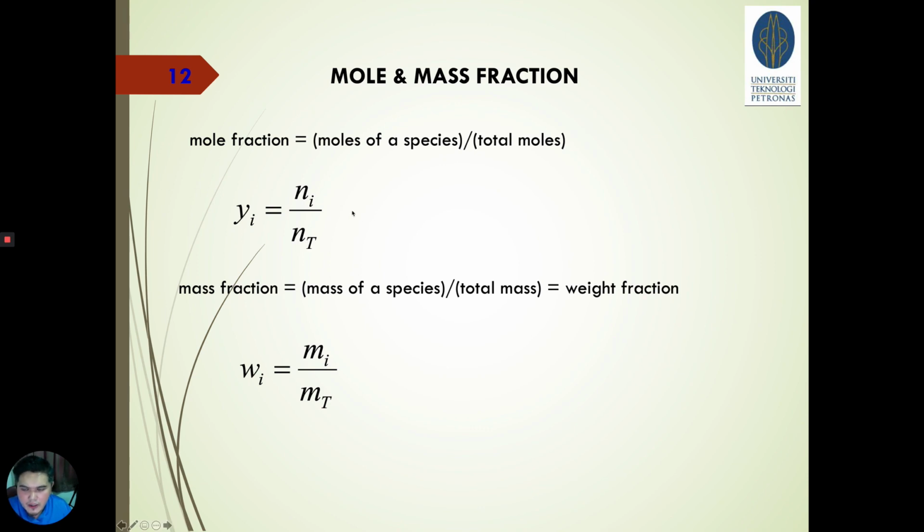For example, if you have a container that contains oxygen as well as nitrogen, and you want to determine the mole fraction of oxygen only, you calculate the number of moles of oxygen in that container divided by the total number of moles, which you have to add up: moles of oxygen plus nitrogen. Okay, so that will give you the mole fraction. However, to calculate the mass fraction of a species, for example the mass of oxygen in a container which also contains nitrogen, you total up the mass of oxygen plus the mass of nitrogen, and you take the mass of oxygen divided by that number. This will give you the mass fraction, which we also call the weight fraction.